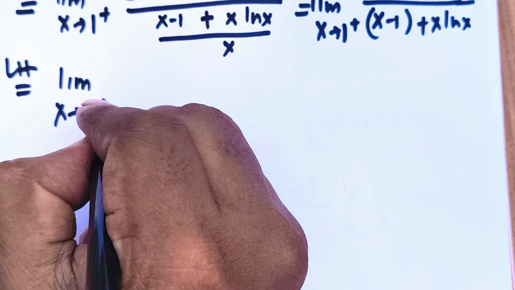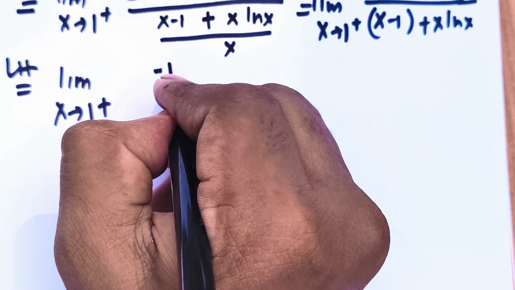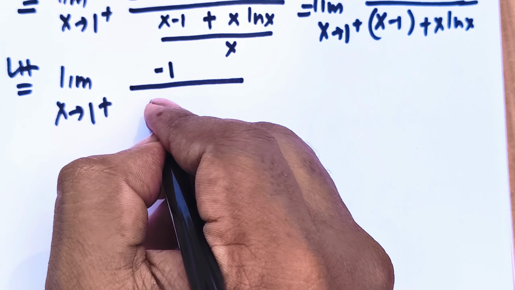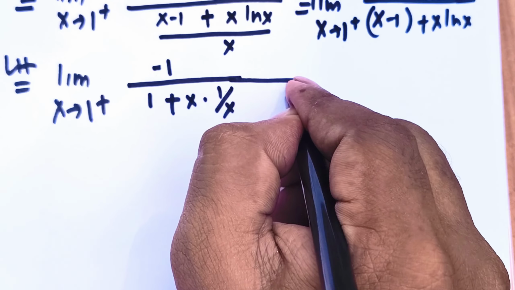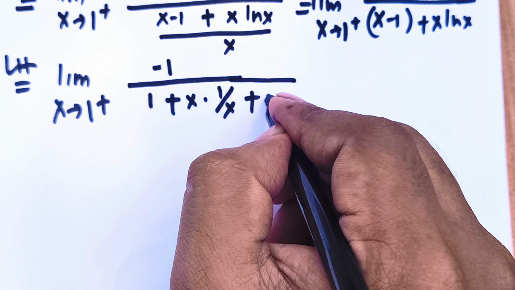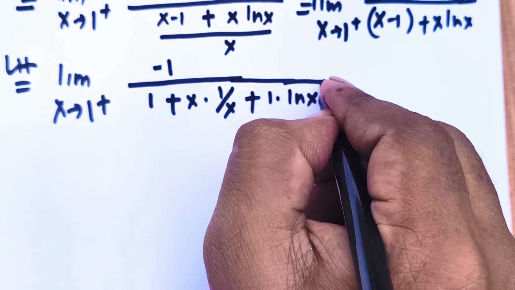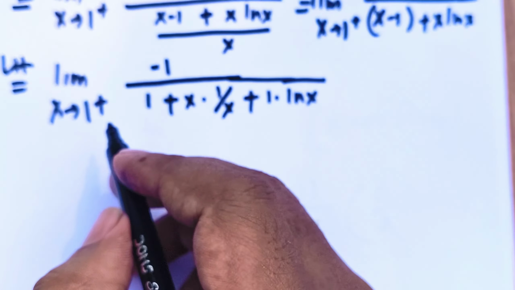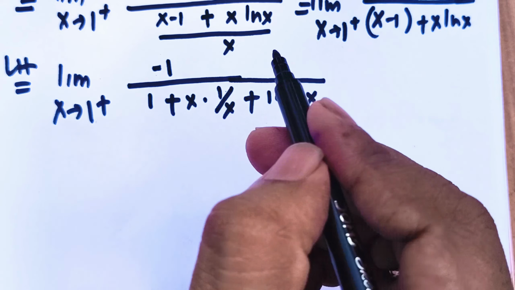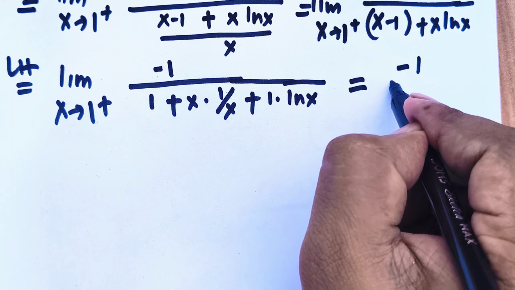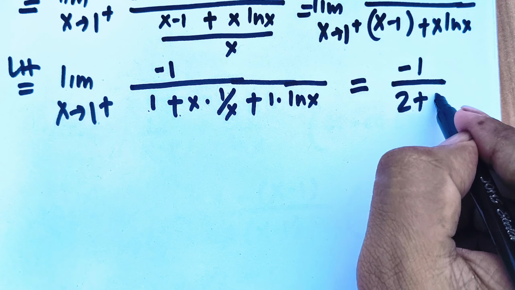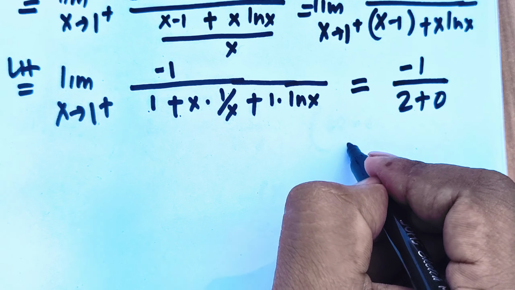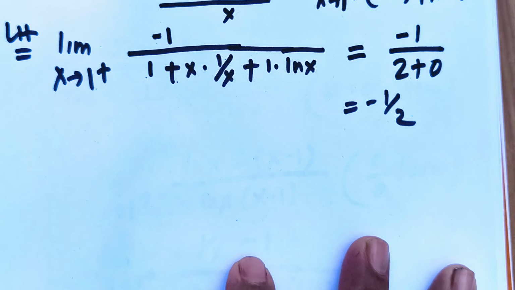What it becomes: the derivative of 1 minus x is just minus 1, the derivative of x minus 1 is 1, plus product rule, keep x, the derivative of ln x is 1 over x, then plus the derivative of x is 1, ln x keep as it is. So what you have now, you substitute x as 1. What you have on top is just minus 1, and 1 plus this is 2 plus this is 0, so the answer is minus 1 over 2. This is our limit.